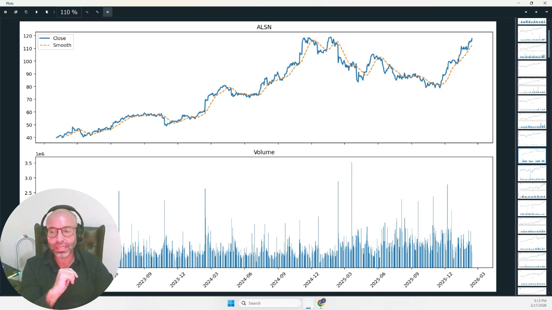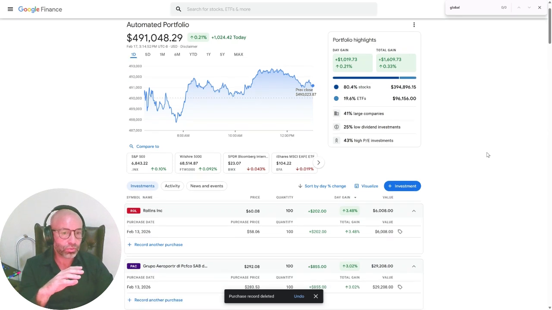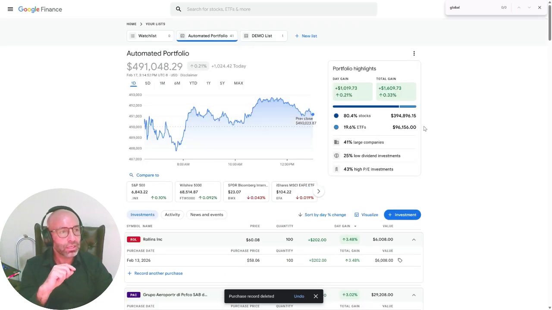The last step in creating this portfolio is to actually make it and follow it. Now, this portfolio was created on Friday, February 13th. There was no trading on February 16th, which means the first day of trading was today. According to the portfolio in Google Finance, which is where I'm following it, we're able to see that while the full S&P 500 only went up by 0.1%, this portfolio went up by 0.33%.